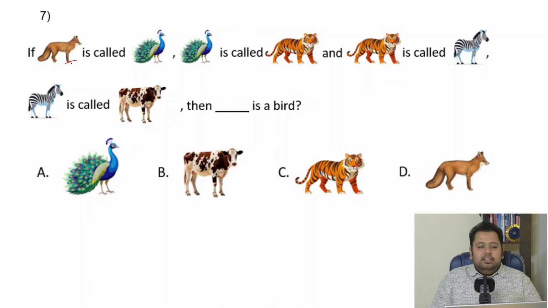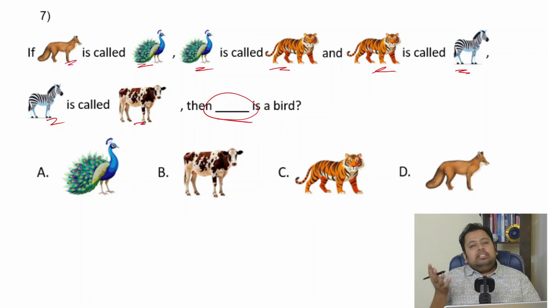If a fox is called a peacock, a peacock is called a tiger, a tiger is called a zebra, and a zebra is called a cow, then dash is a bird, right? So find out what is a bird and then find out what that bird is called. Simple. Whenever such a question comes, always find what is being asked and then go to the question and see what that is called, and that is your answer, right? So here you have to find out what is a bird and then just find out what it is called. Pause the video, solve the question, and then look at the solution.